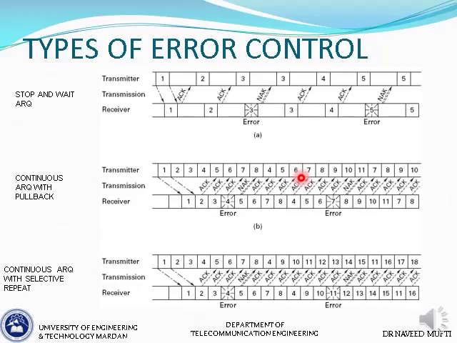So basically it pulls back the transmission and it retransmits the error block and all the subsequent blocks. So the retransmission starts from the one with the negative acknowledgement, as you can see here. So once again, as you can see in this figure, there was an error in block number 7. By the time its negative acknowledgement was sent, it was transmitting block number 11. So once it finishes with block number 11, it starts retransmission from block number 7 onwards. So this is continuous ARQ with pullback.